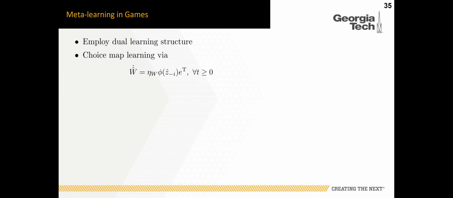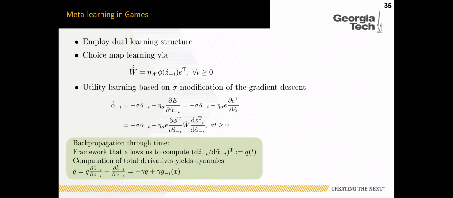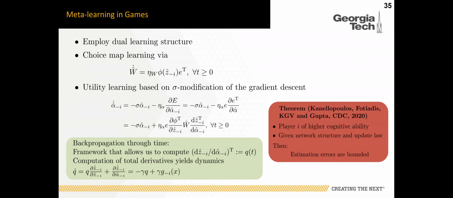I will learn my choice map via this rule, and the utility based on a sigma modification of the gradient descent. So again, my choice map is learned by this tuning law, and then my utility is learned by this other tuning law, which is similar to sigma modification. Again, I don't require any pre-training; everything will happen in real time. With backpropagation through time, I propagate my derivative through time, and you can see I have this change of integrators. Here I can still provide that the estimation errors are bounded, but of course here I cannot prove asymptotically stable guarantees, only uniform ultimate boundedness.